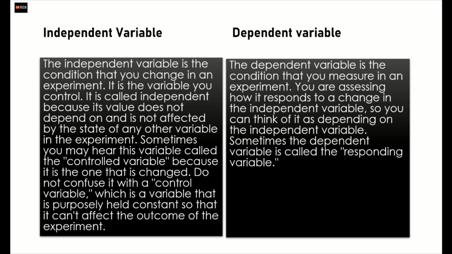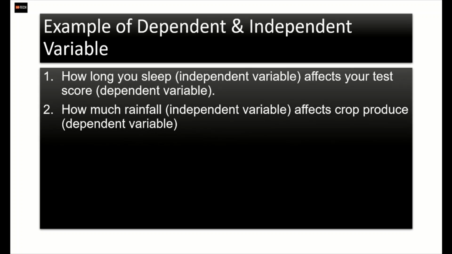Now I just made an emphasis here. The control variable is not the same thing as the independent variable. Control variables are the ones you hold constant so they don't affect your experiment. Then the independent variable is the one you alter so that you can see how it affects the dependent variable. Let's quickly look at an example to help you understand this.